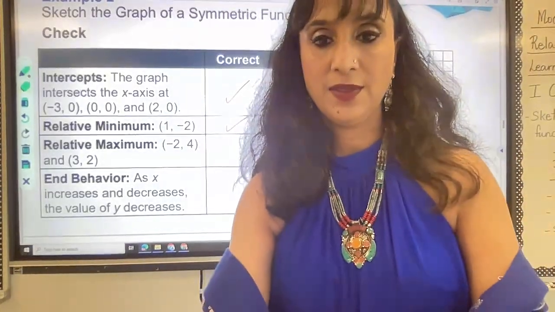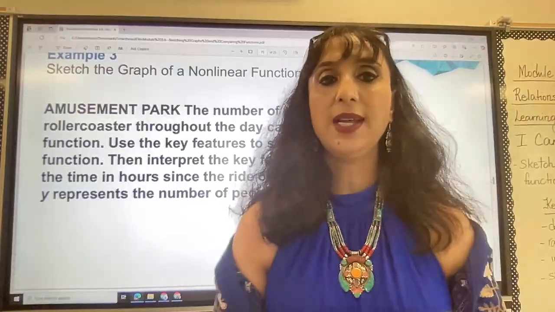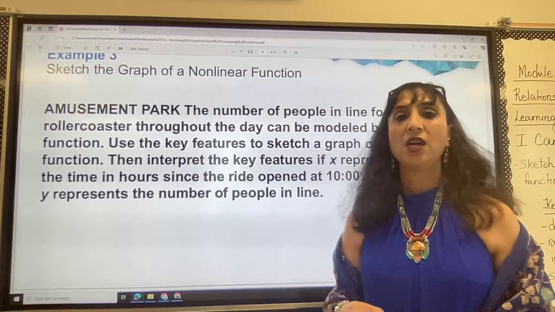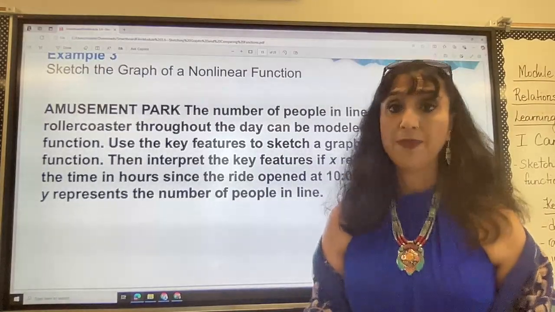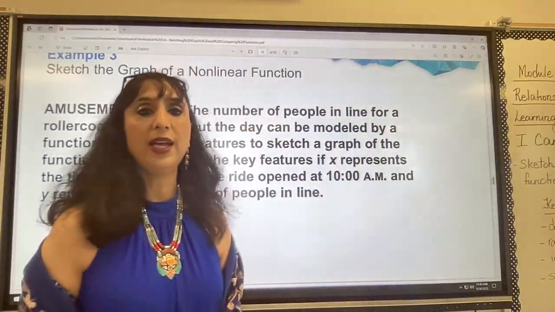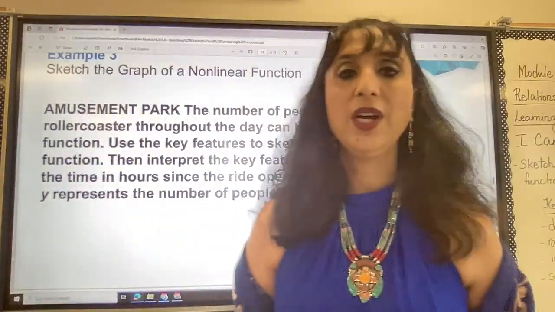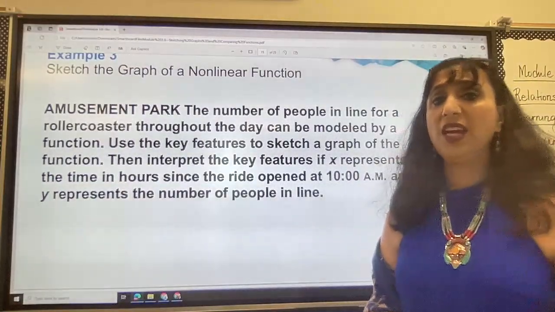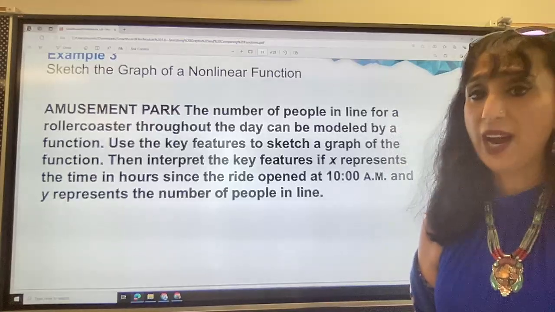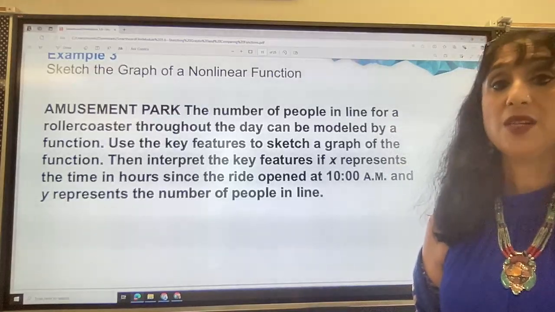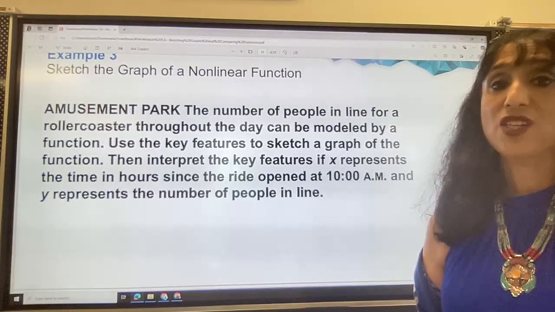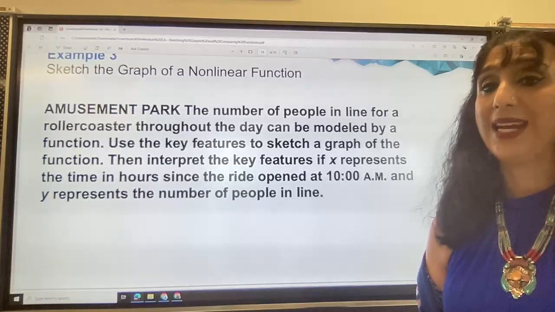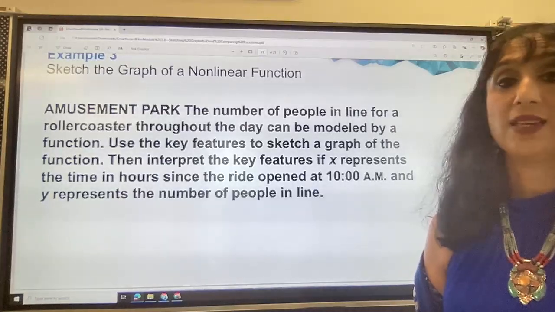Okay? All right, here's another example. We are sketching the graph of a nonlinear function. I was talking about an amusement park. The number of people in line for a roller coaster throughout the day can be modeled by a function. Use the key features to sketch a graph of the function. Then interpret the key features if x represents the time in hours since the ride opened at 10 a.m. and y represents the number of people in line.